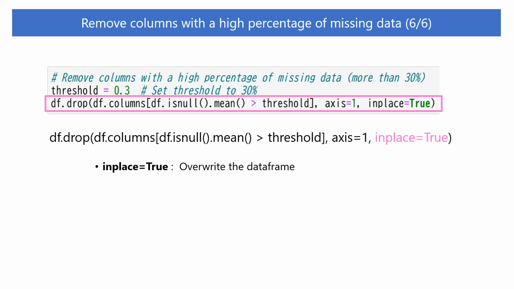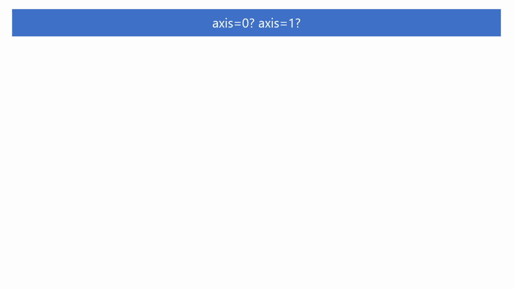Then, as before, by setting inplace equals True, we can overwrite the data frame. In the code above, when you set axis to 1 in the mean function, it computes the average of each row, and when you set axis equals 1 in the drop method, it deletes the columns. As you can see, the axis specification plays a different role depending on the method, so it is confusing.